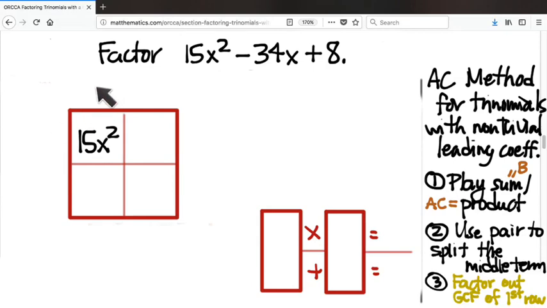I could put 15x and x. I could put 5x and 3x. I could put 3x and 5x. I could put 1x and 15x. Right? So that 15 has a bunch of different ways that we can break it apart.